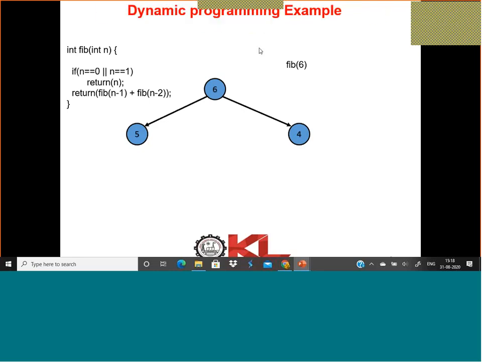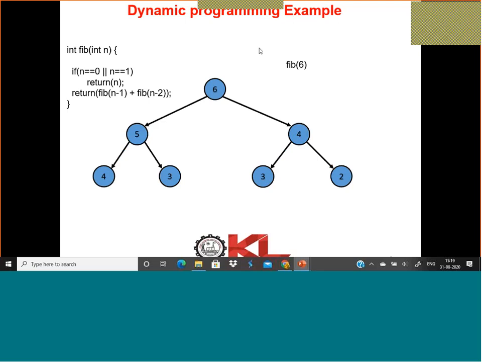No questions. See here, try to understand this particular problem. In order to find the Fibonacci of 6, I need to compute the Fibonacci of 5 and Fibonacci of 4. It is recursive. The problem with n equals 6 is divided into two parts: on the left side you find the Fibonacci of 5 and on the right side the Fibonacci of 4. Similarly, the Fibonacci of 5 is divided into Fibonacci of 4 and Fibonacci of 3. On the right side also, the Fibonacci of 4 is divided into Fibonacci of 3 and Fibonacci of 2.